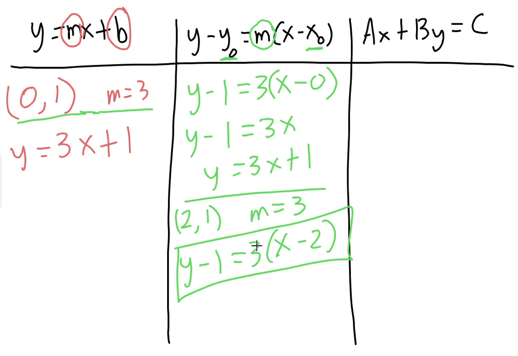You could, if you wanted to, distribute that 3 to get 3x minus 6, add 1 to get y equals 3x minus 5, but then you've put it into slope-intercept form. I like to just leave it in point slope form. So we know slope intercept and we know point slope form.